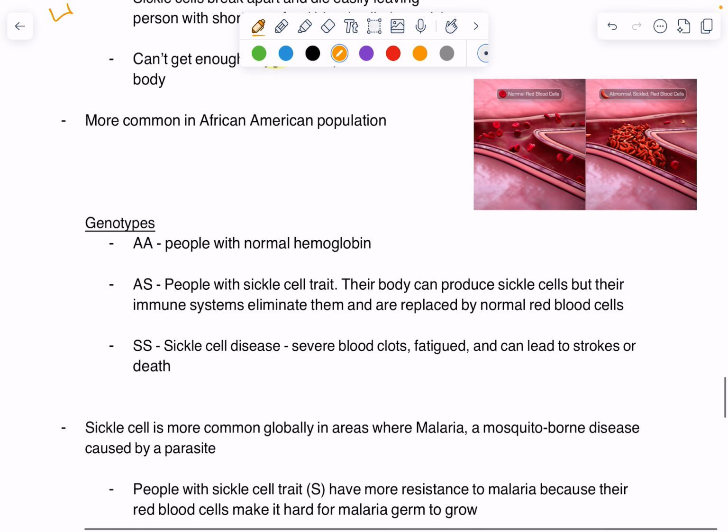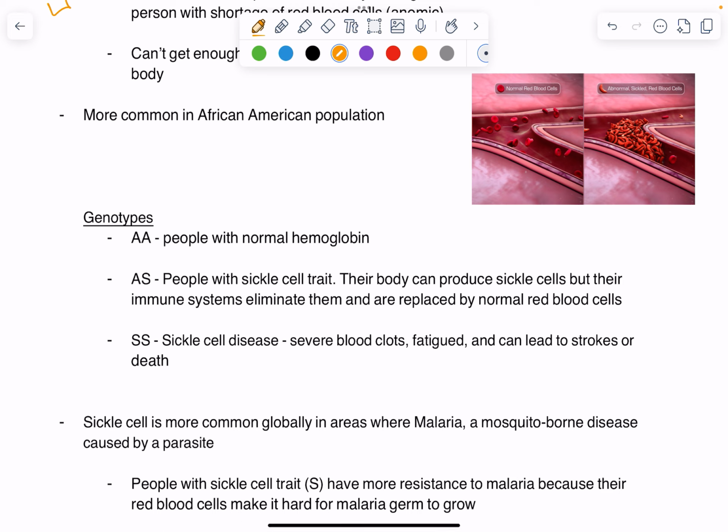Which we can see down here. People born with AA have normal hemoglobin red blood cells. People with the genotype AS have the sickle cell trait. The body can produce sickle cells in low oxygen environments, but the immune system eliminates them and they are replaced by normal red blood cells. This AS genotype is also resistant to malaria. And then the SS is sickle cell anemia, so that one is severe blood clots, fatigue, and can lead to strokes or death, especially if not treated or given medical care.